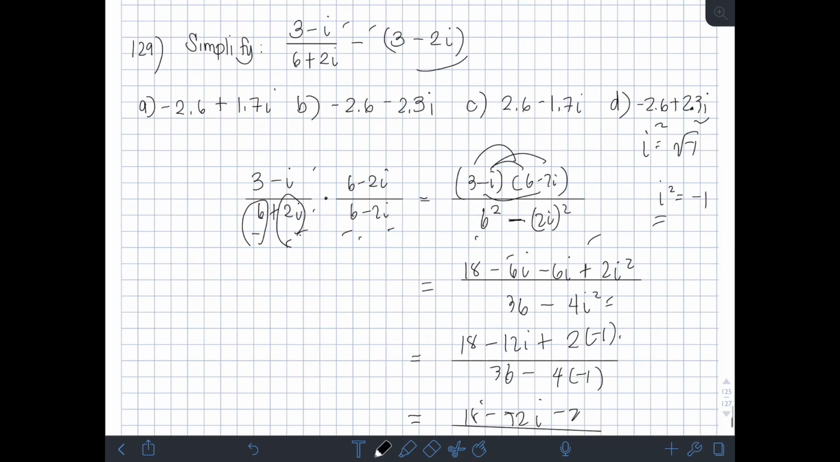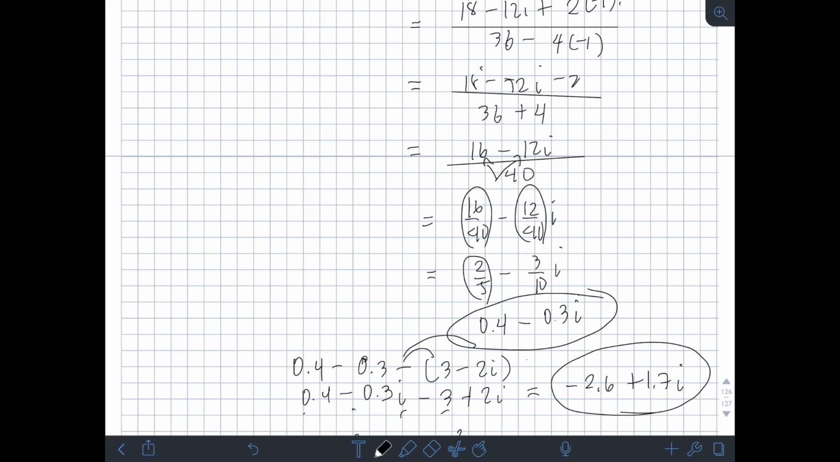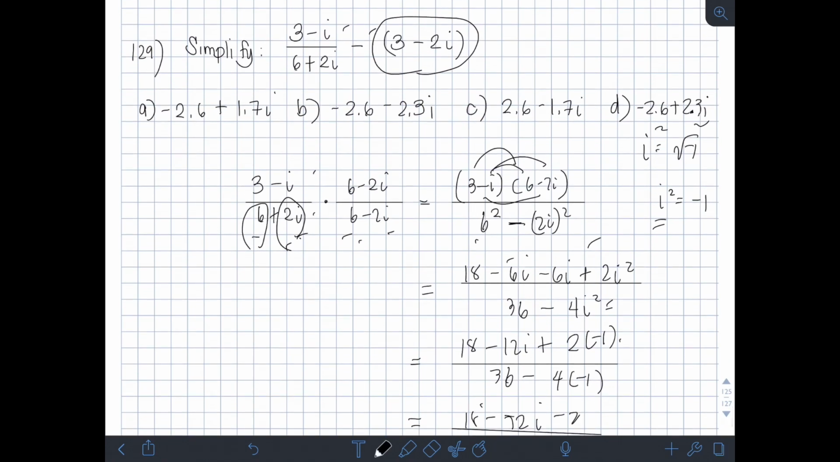Ngayon, isusubtract pa natin siya sa 3 minus 2i. So, we have 0.4 minus 0.3i minus 3 minus 2i. Distribute tong negative. So, 0.4 minus 0.3i, minus 3 plus 2i. Combine similar terms. So, 0.4 minus 3, negative 2.6. Then, negative 0.3i plus 2i, positive 1.7i. So, therefore, this is the final answer. Negative 2.6 plus 1.7i. Letter A.